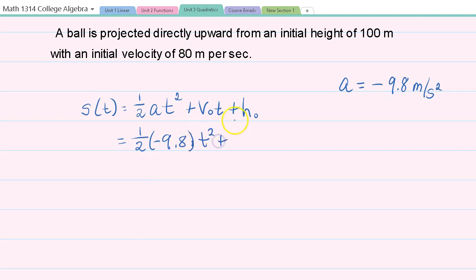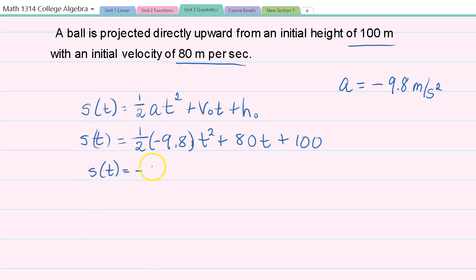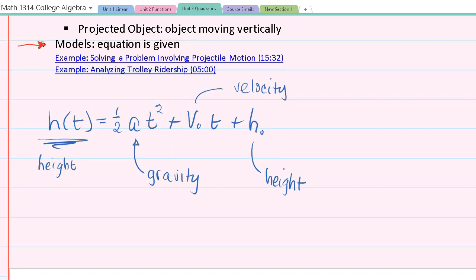Paying attention to units also helps us decide what information is given. Height will have units of distance, such as meters or feet, while velocity will have the units of meters per second or feet per second. Substituting our given information into our equation, we now have s of t is equal to negative 4.9 t squared plus 80t.